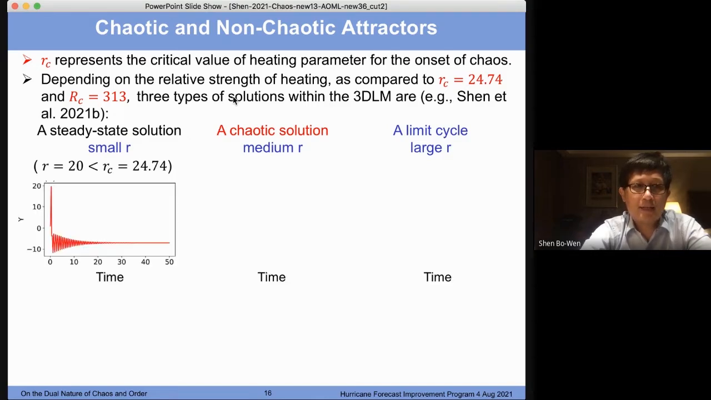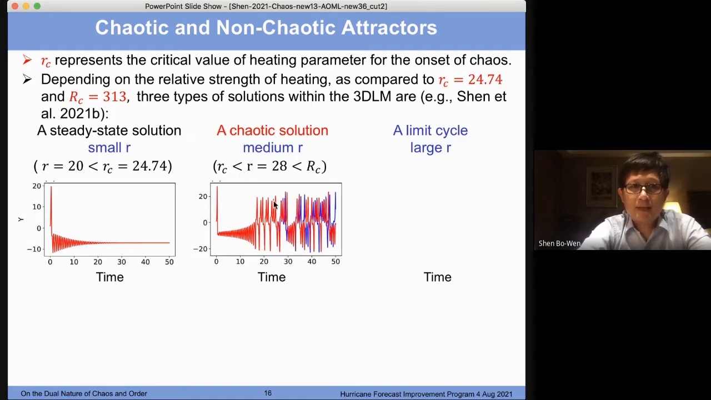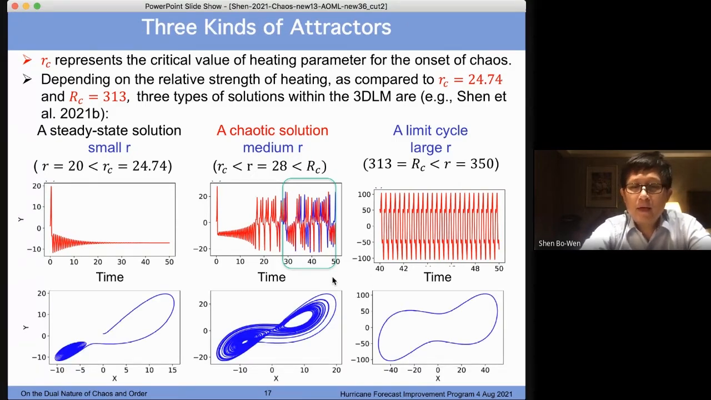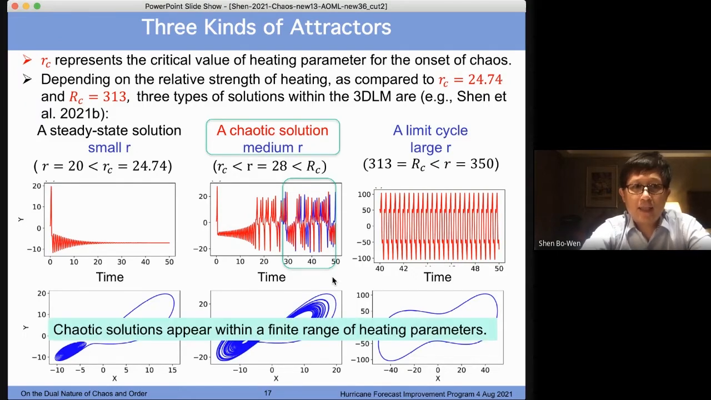For the first case, with r less than rc, the control and pair runs produce almost identical results. Solutions approach a constant as time proceeds. These are steady-state solutions. When r is greater than rc, as discussed earlier, the control and pair runs display SDIC. These are chaotic solutions. Very interesting, when r is sufficiently large, which is greater than capital RC, the system produces nonlinear oscillator solutions, which are also known as limit cycle solutions. The corresponding solutions in two-dimensional phase space are shown below. A comparison among these three cases suggests that chaotic solutions appear within a finite range of heating parameters.